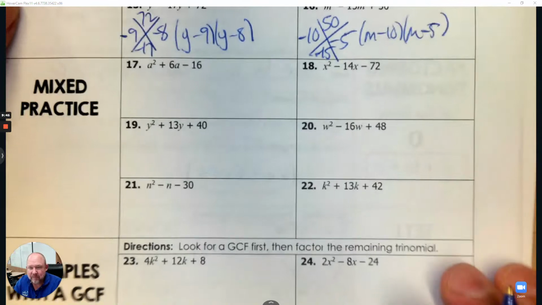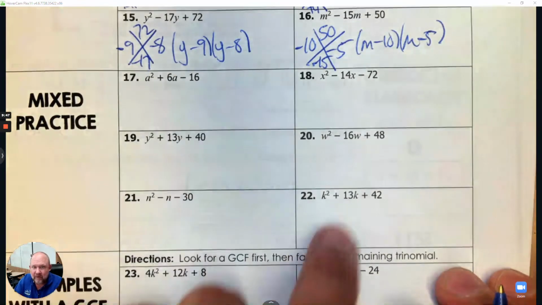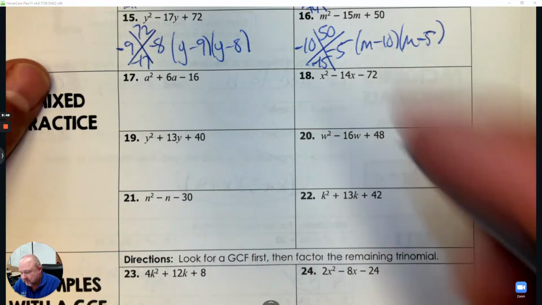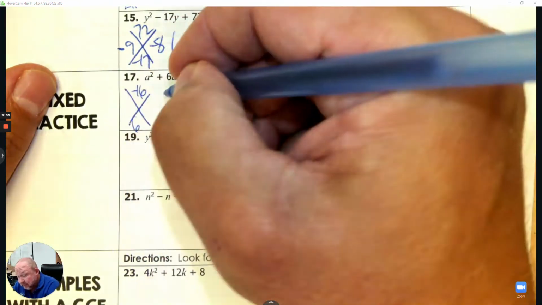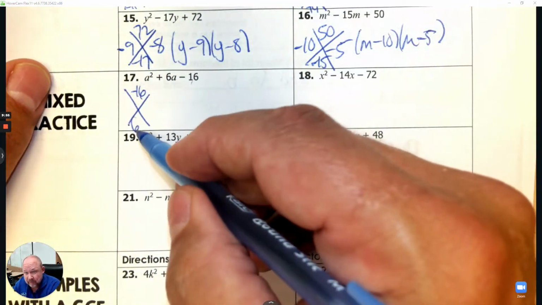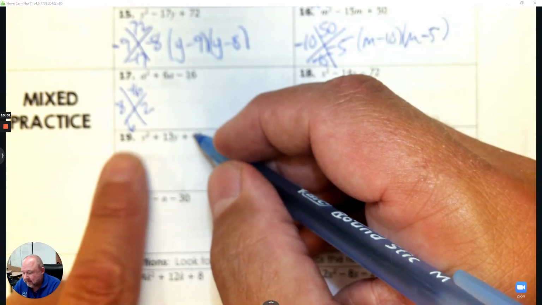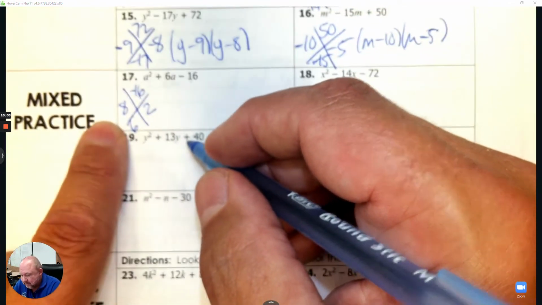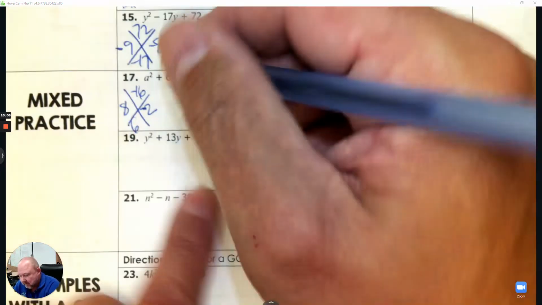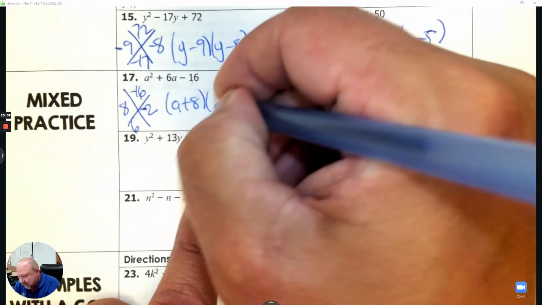And now we have mixed practice to see which one do I pick when I do this? So the first thing I recognize is that last number is negative. So I'm subtracting. So what two numbers subtract to 6 and multiply to 16? So that's 8 and 2. Because 6 is positive, the bigger number is positive and the smaller number is negative. So we have plus 8 and minus 2.